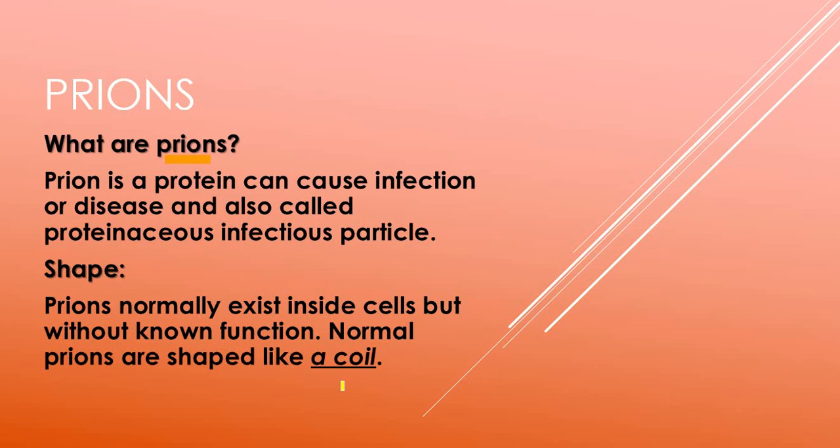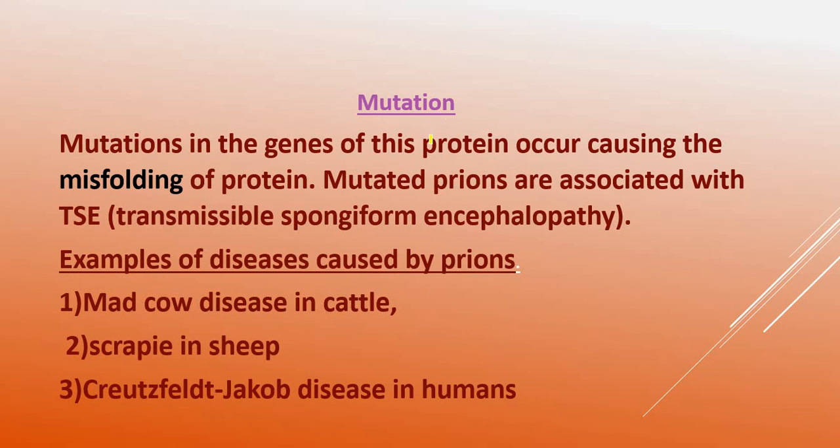The normal shape of prions is a coil shape. So what is the mutation that can occur in these prions? Mutation occurs in the shape of the prion itself. When a mutation happens, it will cause misfolding of the protein, leading to some shrinkage. Okay, and these are examples of diseases caused by prions. We have mad cow disease in cattle, scrapie in sheep, and Creutzfeldt-Jakob disease in humans.